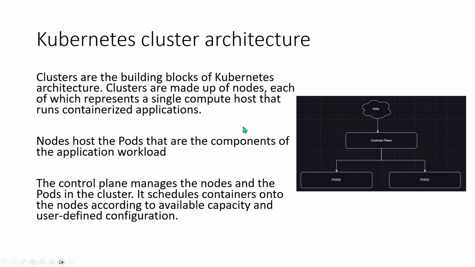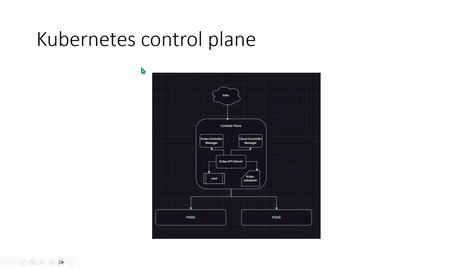So what this means is that the control plane manages the node and the pods in the cluster. It schedules containers onto nodes according to the availability, capacity, and user-defined configuration. So that's basically what the control plane does. This is a very simple Kubernetes cluster architecture, but then we will go into some details in terms of the control plane.